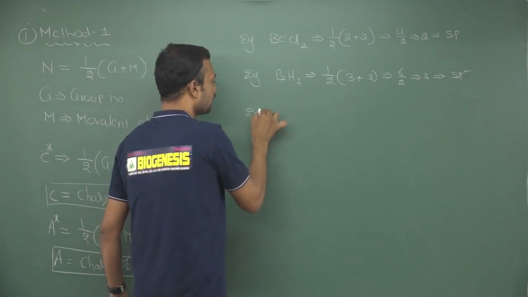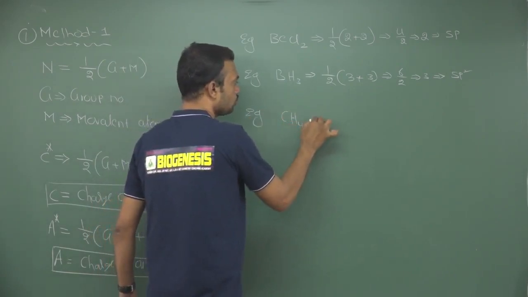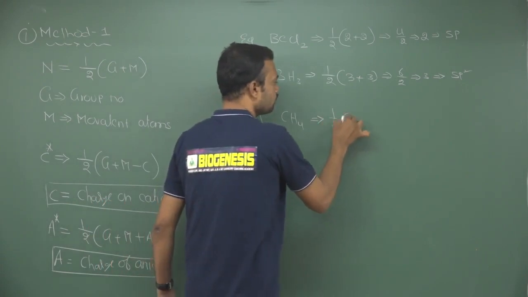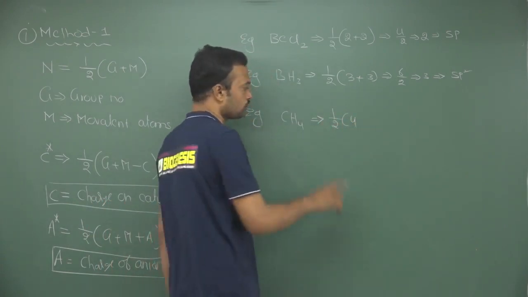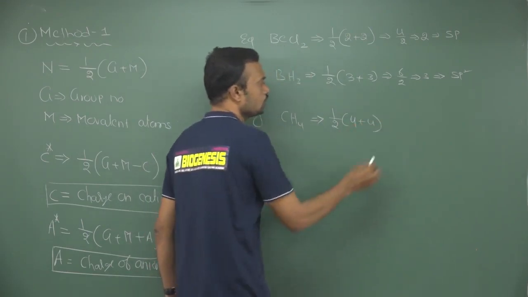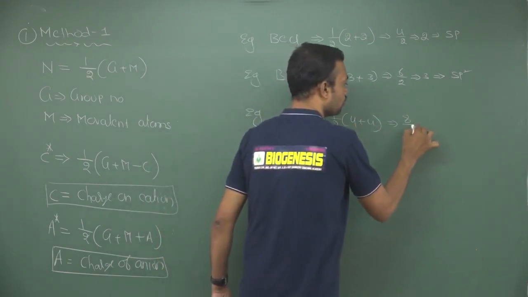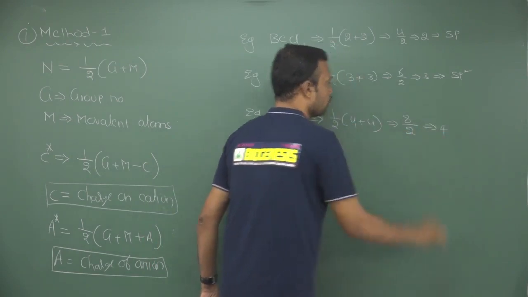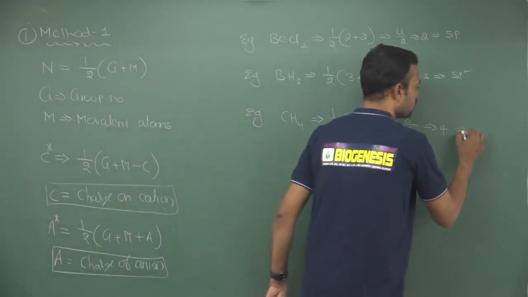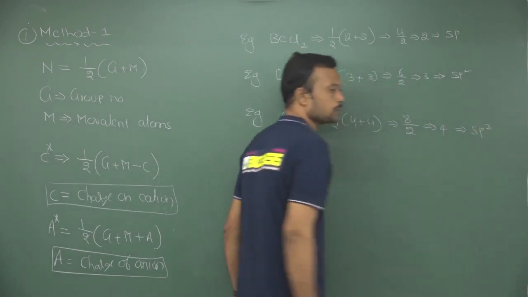Okay, and we can take methane. We know in methane, carbon is the central atom, so take it as 4, because carbon belongs to the fourth group. The number of monovalent atoms is 4. So the total number of pairs will be 4, 4 pairs around that particular carbon. Finally, 4 means the hybridization will be sp3.